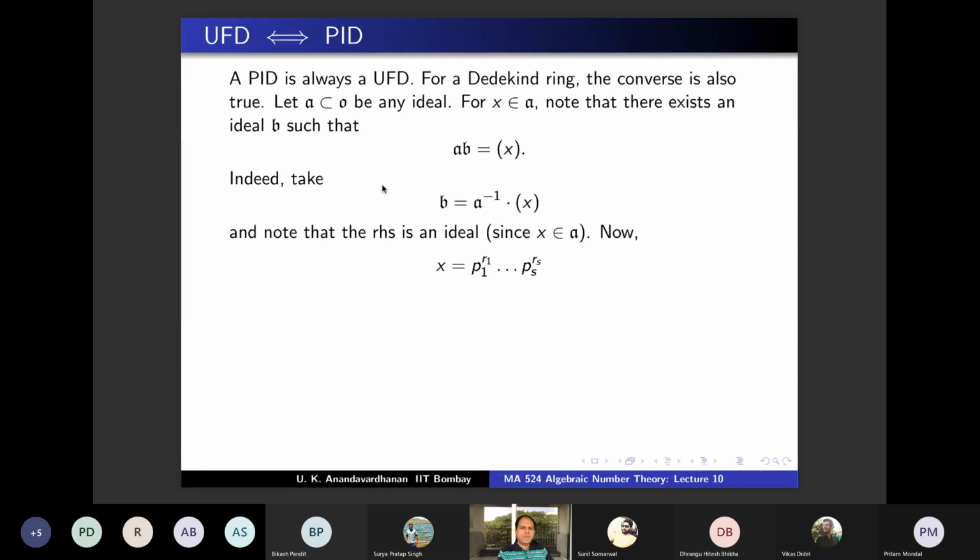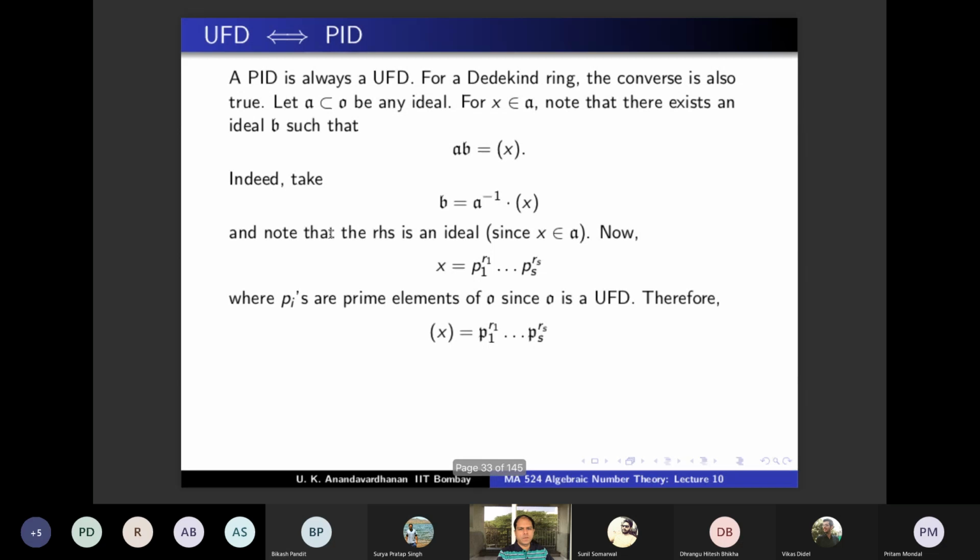Now you have this element x, which you can write as p1 power r1 up to ps power rs, where the pi's are prime elements of O. Why is this possible? Why is it true that any x can be written as a product of prime elements? Because it's a UFD. You have used the fact that it's a UFD, so x has a prime factorization.